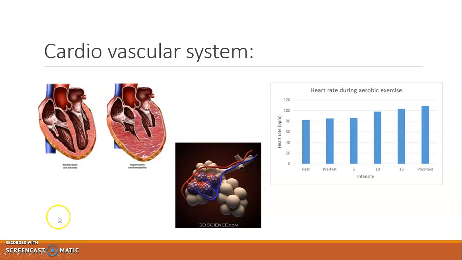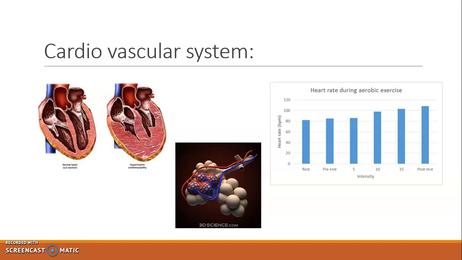So, moving on to the cardiovascular system. Hypertrophy of the myocardium walls takes place after an 8-week aerobic training program, shown in this diagram. This increases their strength when contracting, which means the heart can pump more blood out per beat. This is their stroke volume.